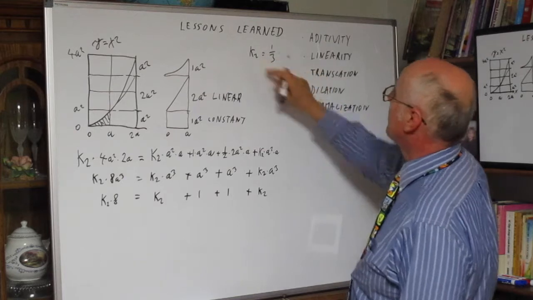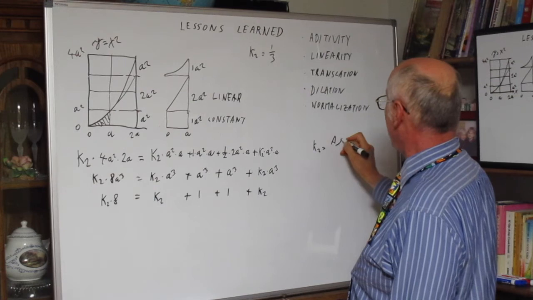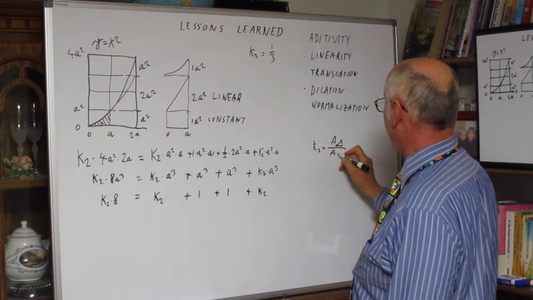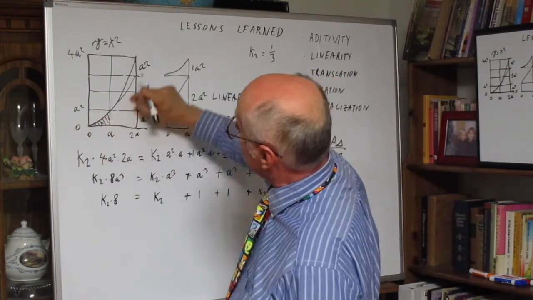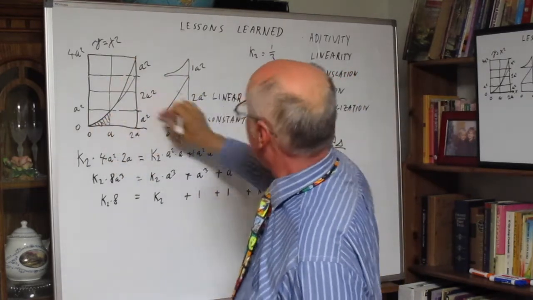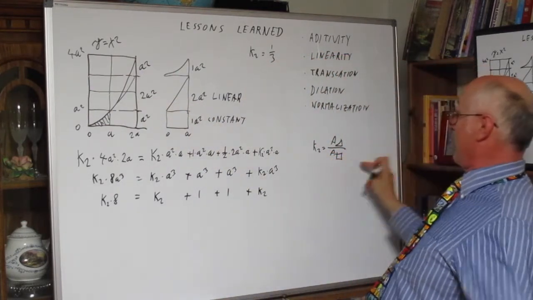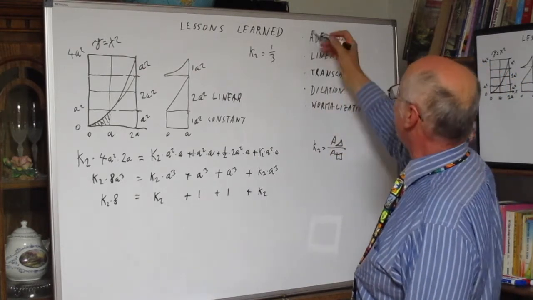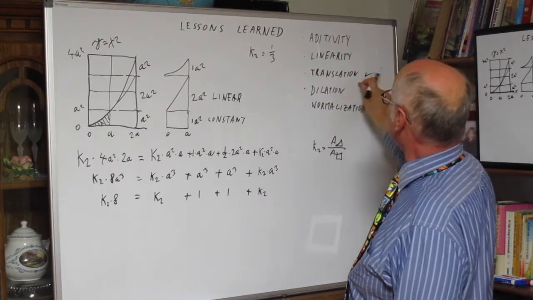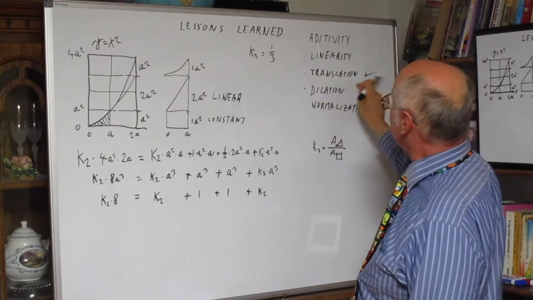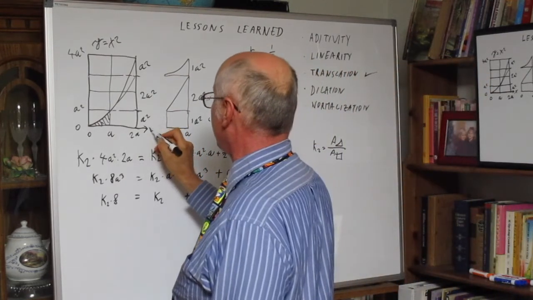Well, I knew that K2 equals the area of this wedge divided by the area of the box, right? The area of this wedge divided by the area of this box, well, that's already a normalized K factor. This is normalization. So I got this. I basically understood all of these, but I didn't have this one. This was the key. What is that? Translation. Well, this is on the x-axis.